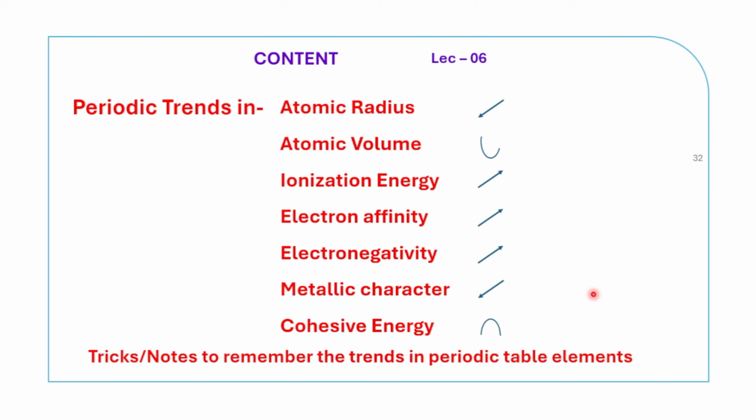So the next lecture is going to be a very long lecture, but it is going to be super useful. In the next lecture, we will discuss periodic trends in atomic radius, atomic volume, ionization energy, electron affinity, electronegativity, metallic character, and cohesive energy. As well as I will show some tricks and notes to remember these trends. You can see on this right hand side, I have already shown some arrows, that is actually a short form to remember this periodic trend, which I will discuss in the next lecture. So do not miss this next lecture, okay?